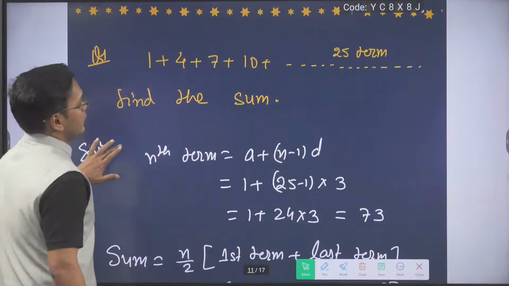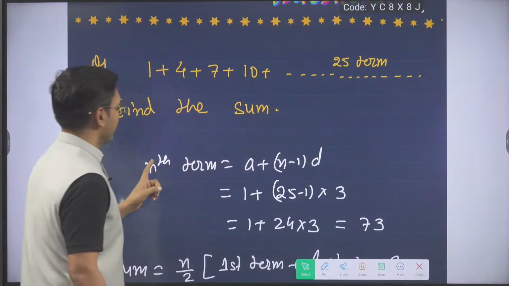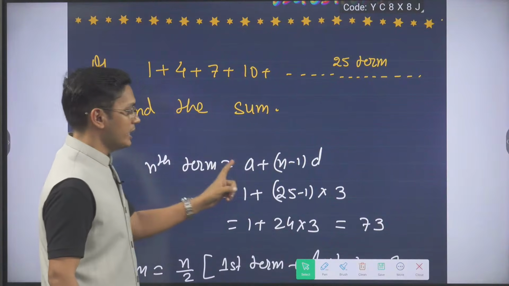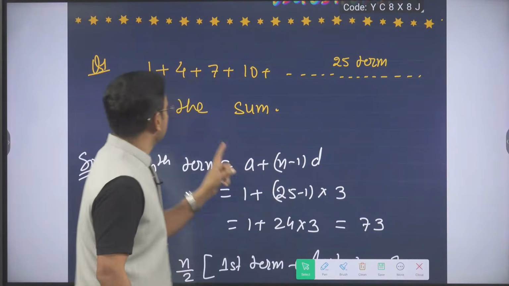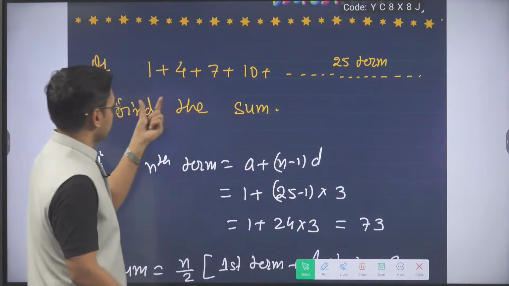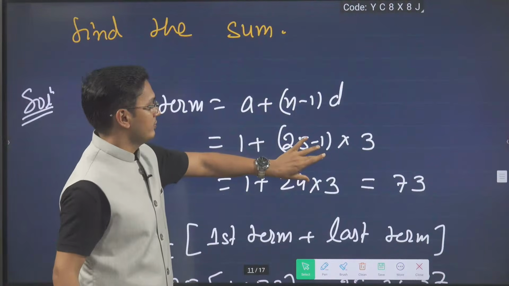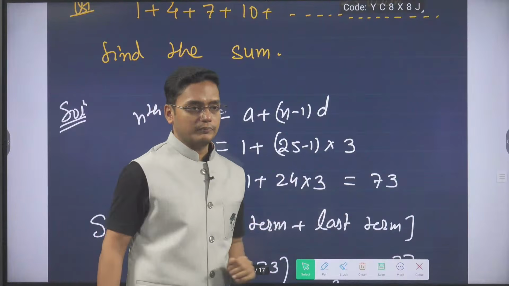So in the question, we have to add 25 terms. So first obtain the last term. And for the last term, which formula can we use? The nth term, which is equal to a plus (n minus 1) into d. a is the first term, 1. n is 25. So 25 minus 1 into the difference. 4 minus 1 is 3, so the difference is 3. Now we can simplify it. 1 plus 24 into 3 is 73.